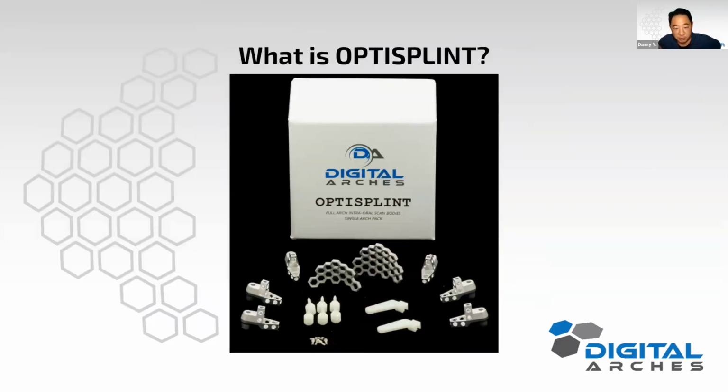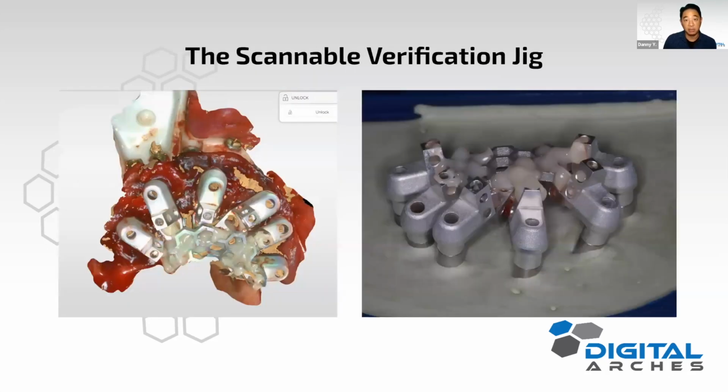But what is OptiSplint? OptiSplint ultimately is a single-use kit for full arch that gives you the ability to capture implant positions both digitally and analog. The simplest way we like to put it is it's a scannable verification jig. So you get the ability to scan it, whether in the mouth, on a desktop scanner, or with your intraoral scanner on the tabletop. But you also get the ability to pour a model from it, so you can use that model to either cement tie bases or check the manufacturing of your devices.